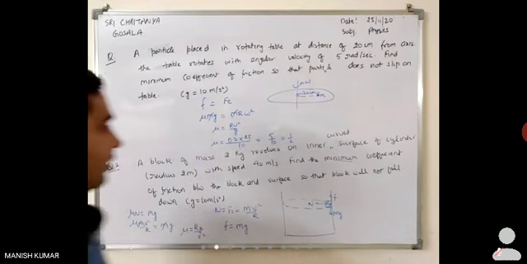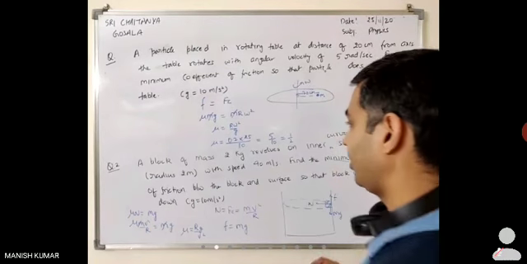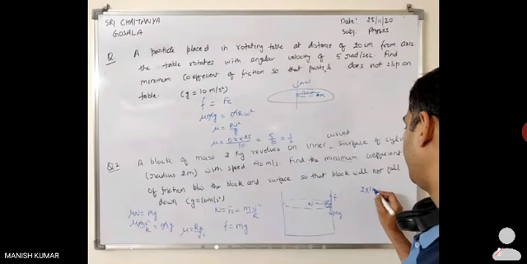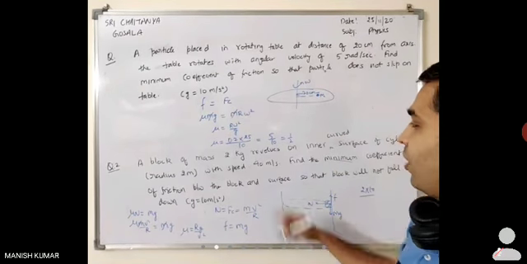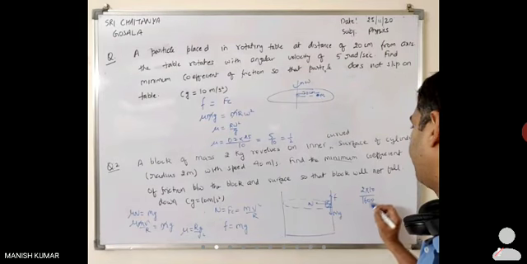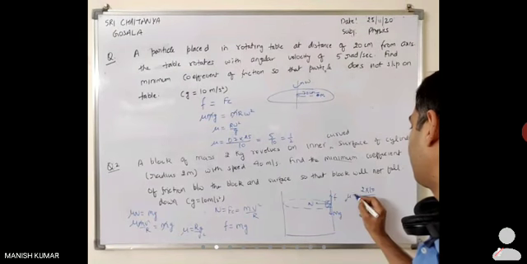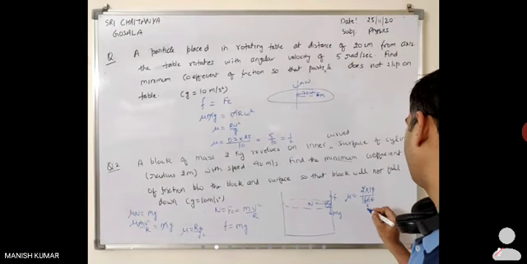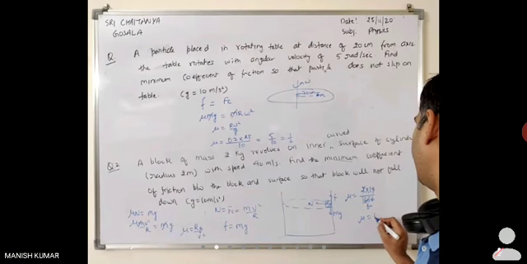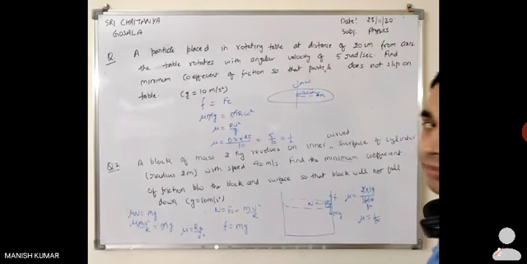So what is r? Radius of the cylinder is also given, that is 2. G is 10. V square, that is 1600. So mu is nothing but 1 upon 80. Is it difficult?